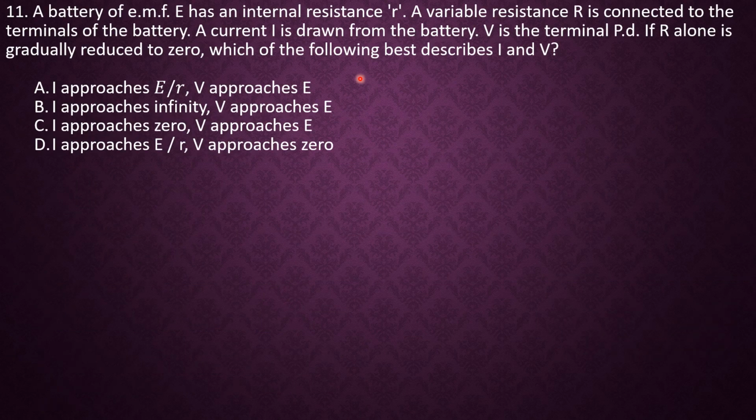A battery of e.m.f. E has an internal resistance r. A variable resistance R is connected to the terminals of the battery. A current I is drawn from the battery. V is the terminal PD. If R alone is gradually reduced to zero, which of the following best describes I and V?